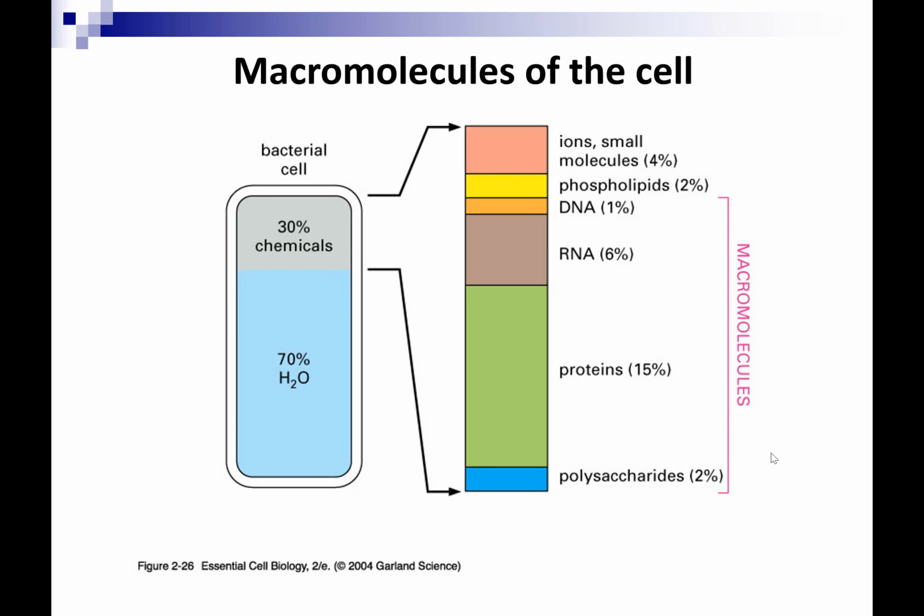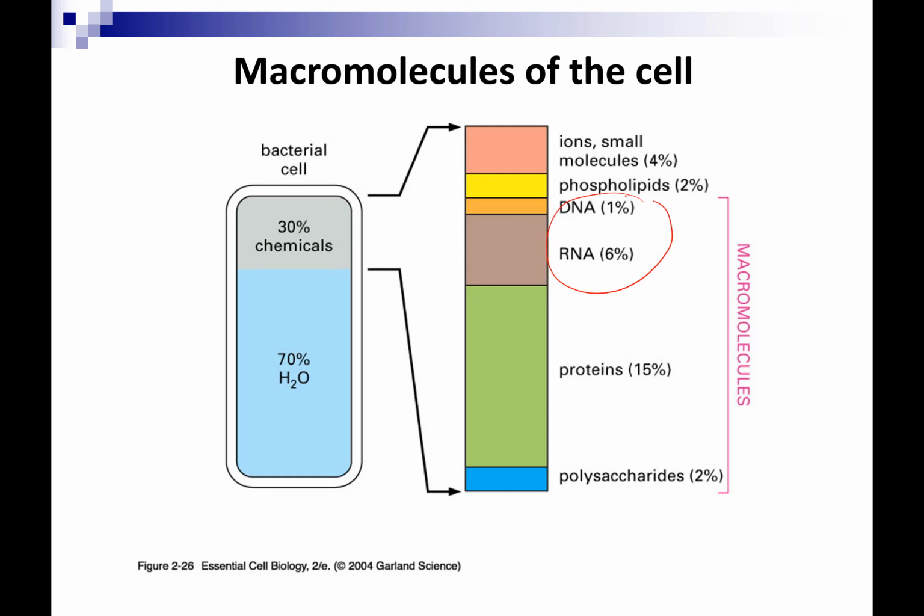All right, so DNA and RNA are one of the four major types of macromolecules of the cell. You can see here, DNA makes up a very small portion of the chemicals in your cell. RNA makes up quite a bit more. RNA is a much more diverse molecule.